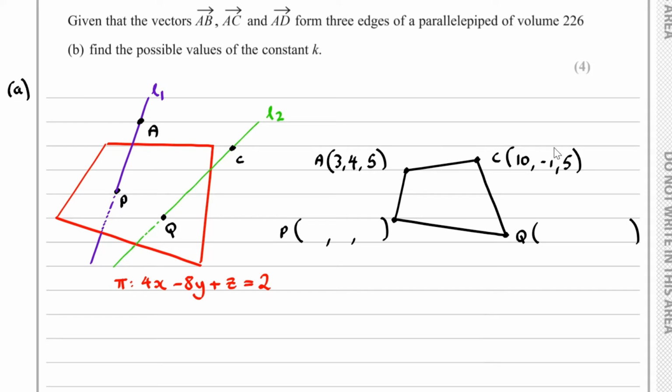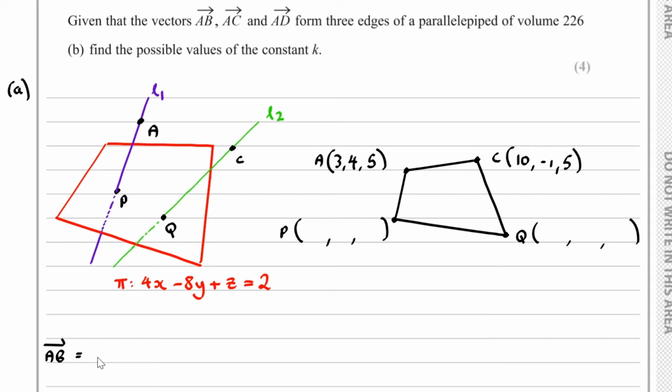Now, before we do that, we need to find the equation of L1 and the equation of L2. Once we've done that, we can substitute those back into the plane equation to find our parameters, and from that we can find the coordinates of P and Q. Knowing the coordinates of P and Q, we can then find the area of this shape. So first of all, we need to find AB.